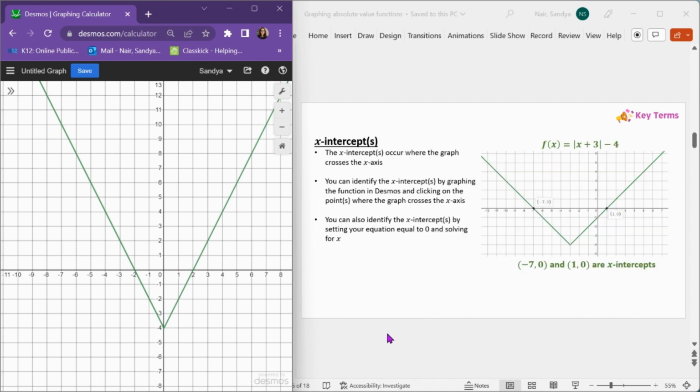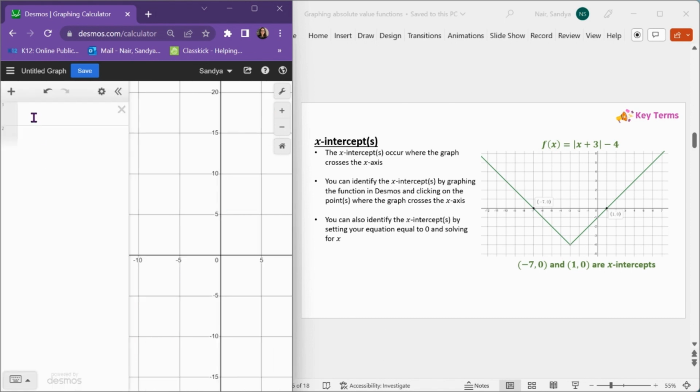So the x-intercept of an absolute value function will occur where the graph crosses the x-axis. Some absolute value functions will have two x-intercepts, or you may have absolute value functions that don't have any x-intercepts. And so the quickest way to identify an x-intercept is to graph the function in Desmos and then click on the points where the graph intersects the x-axis.